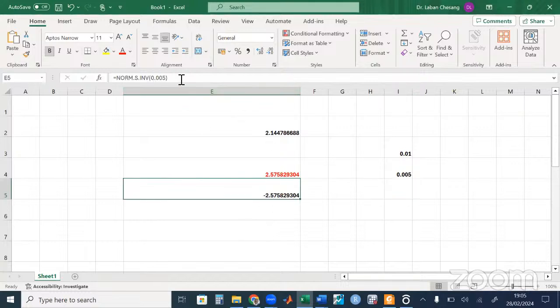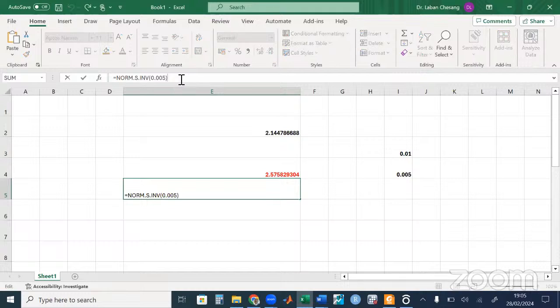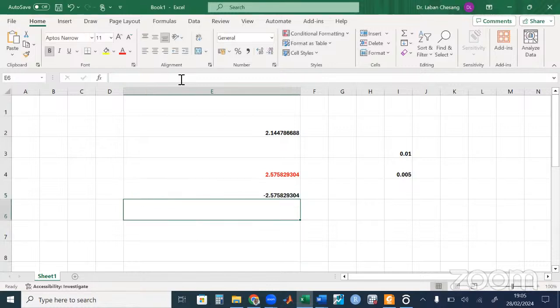So this is one way of doing it. Instead of doing one minus, you can do straight the p value, the level of significance, but you just ignore the negative. You just take the critical value as 2.58.